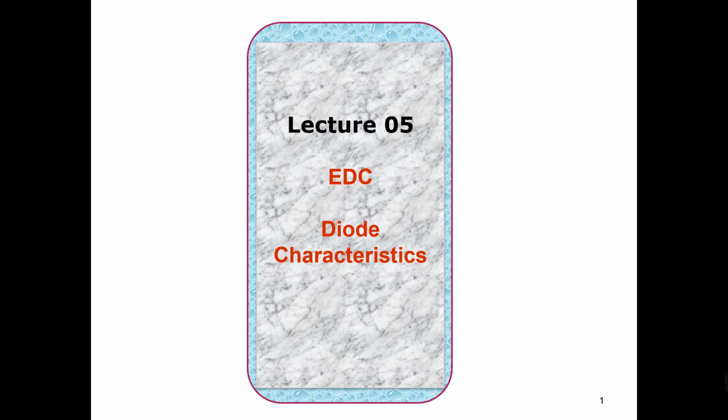Before going to this, the diode characteristic or the diode properties can be divided into three parts. Number one is the ideal diode. Number two will be the approximate diode, and the third will be the practical diode. So we will study the diode properties and characteristics under all these three categories.